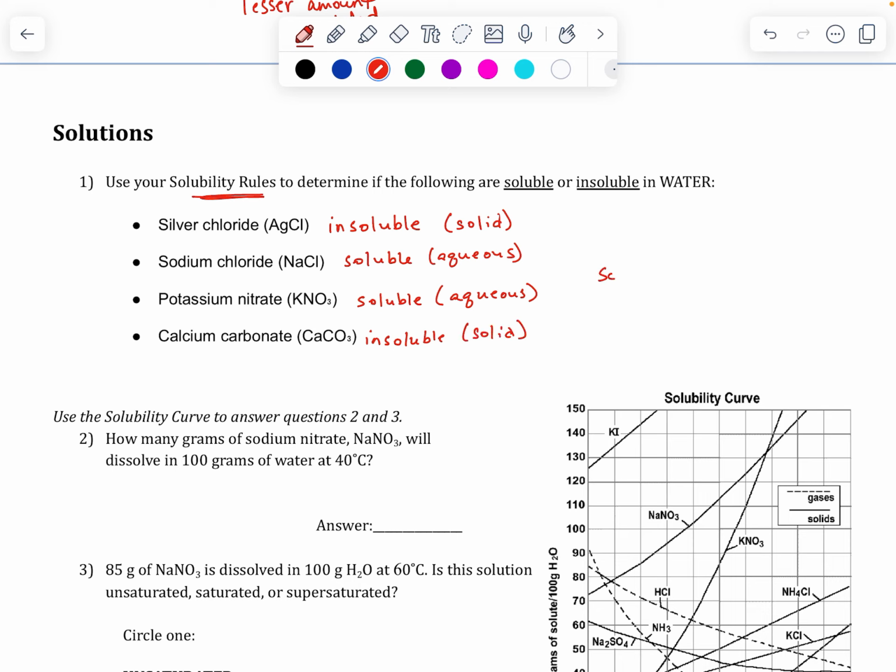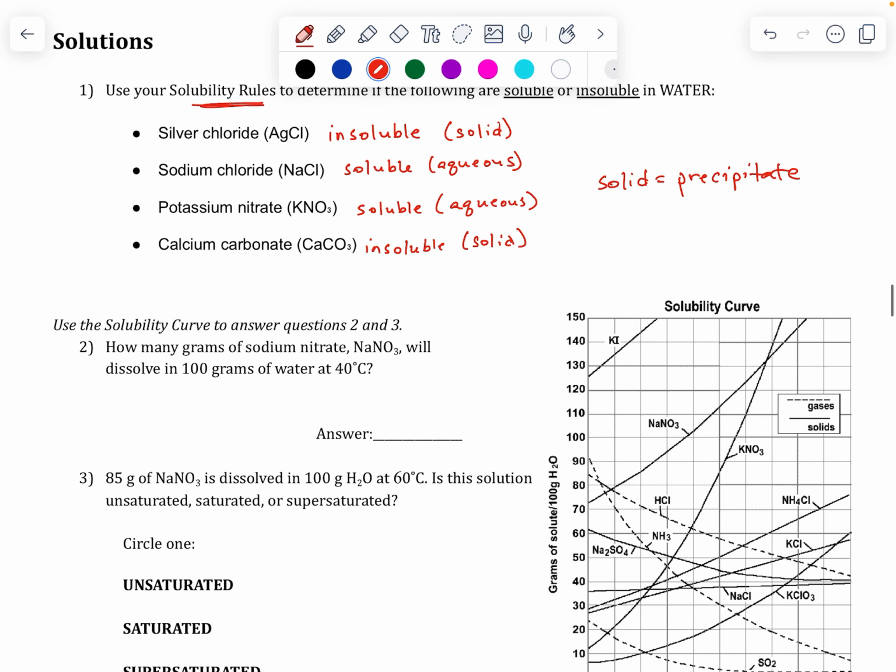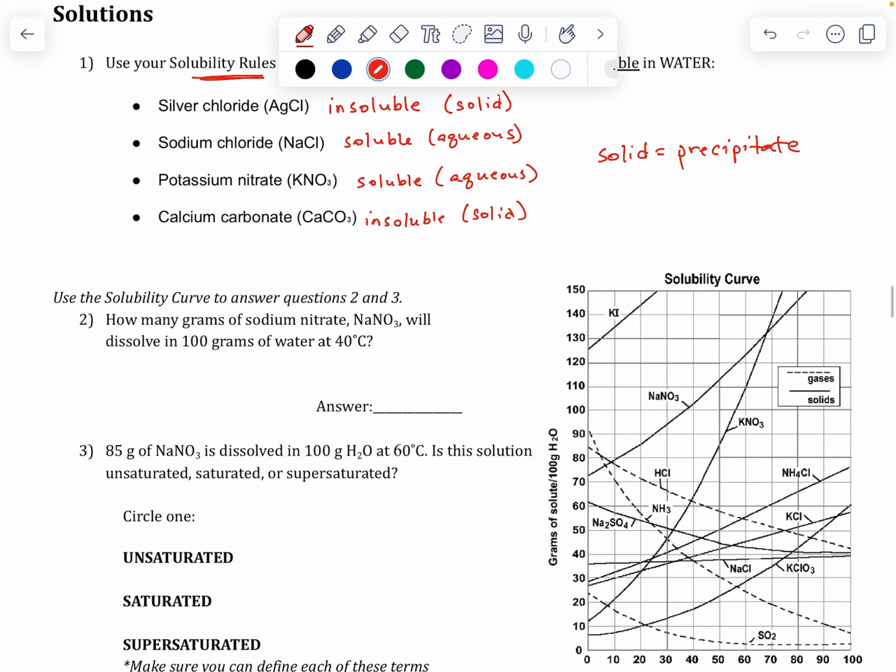And we again call a solid a precipitate in chemistry. That's just based off of it not being able to stay dissolved, and you see it form when you get two substances to react. That's what we end up using to confirm that a reaction has occurred: that solid insoluble product, or precipitate, was formed.